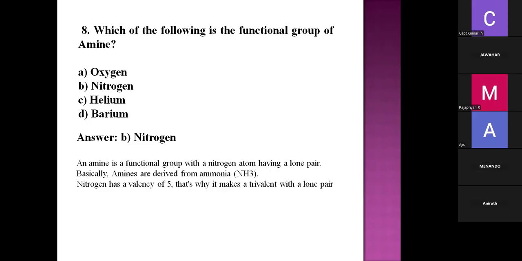So option B, nitrogen is the correct answer. Which of the following is the functional group of amine? Option B, nitrogen is the correct answer.